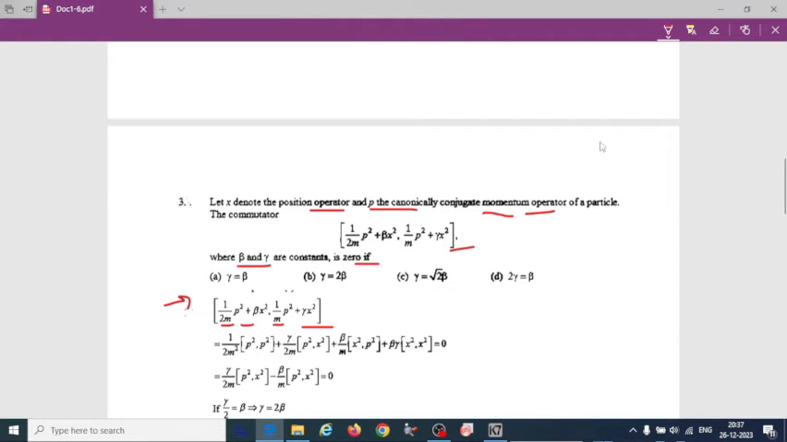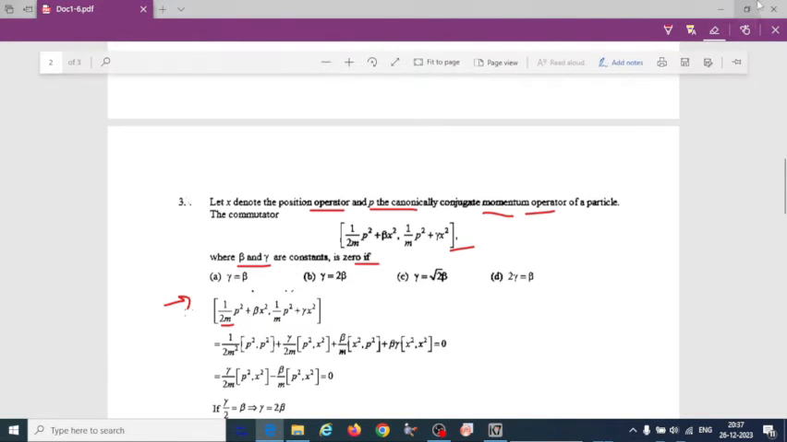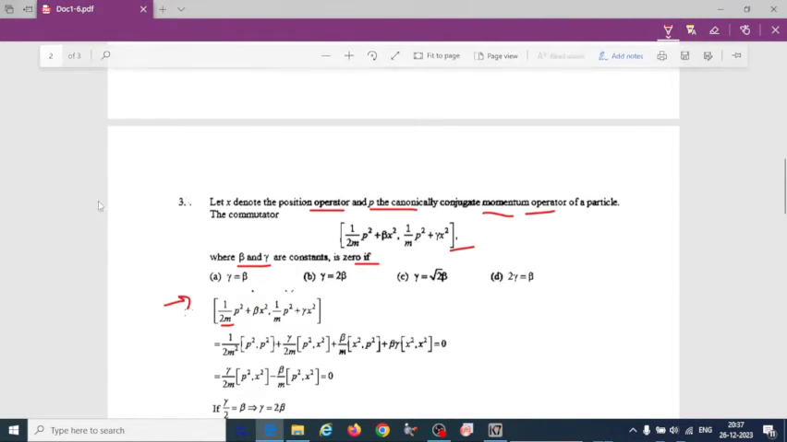Okay, then next what you have to do here, take the second term and equate with these two: beta x square into 1 divided by m p square, beta divided by m x square comma p square. Next here beta gamma you can take common and write inside the bracket x square comma x square.